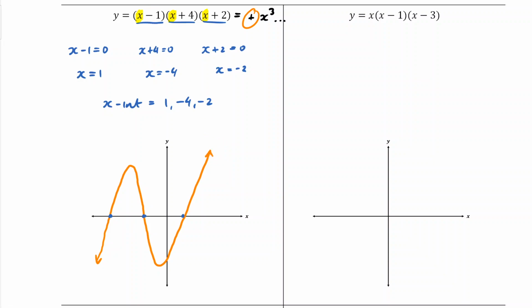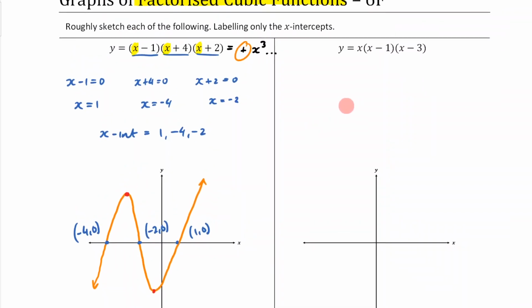And let's just quickly put in my x-intercepts here. So this is going to be negative 4, 0. This one here is going to be negative 2, 0. This one here is going to be 1, 0. Perfect. Now, the next thing that we have to consider is the turning points. So do I have to label the coordinates of the turning points? And you don't. So let me just quickly write that in.